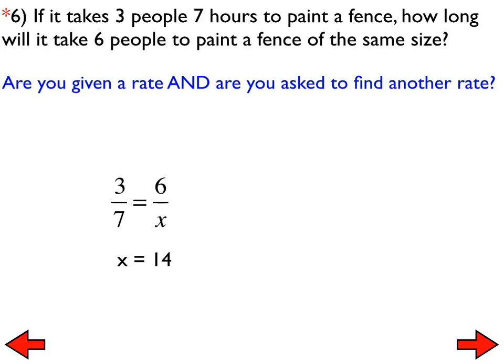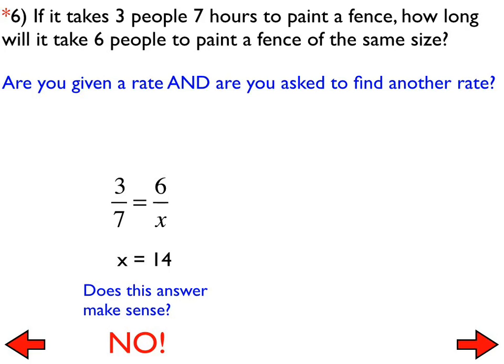I want you to think about this for a second. 3 people, it takes 7 hours to paint a fence. Now there's 6 people going to paint that same fence. Would it take more than 7 hours to paint the fence with more people or less? Less. Yeah, so does 14 hours make any sense whatsoever? No. This is why we should be at least double checking to make sure that our answer makes sense. And it does not make sense.